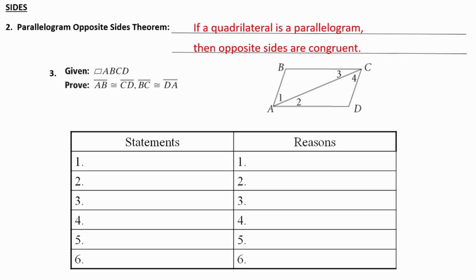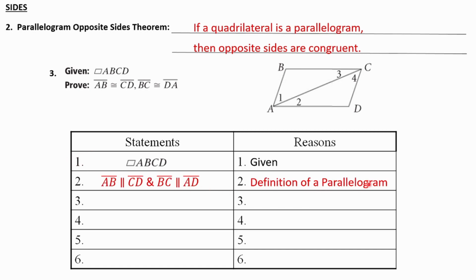Here it says that we are given this parallelogram ABCD. So this little box here means that this is a parallelogram. And our goal is to prove that AB, which is this side here, is congruent to CD over here, and that BC up top is congruent to DA. So let's go ahead and get started. Our first statement is we have parallelogram ABCD. That's the only thing that's given to us. Our usual first reason is the given.